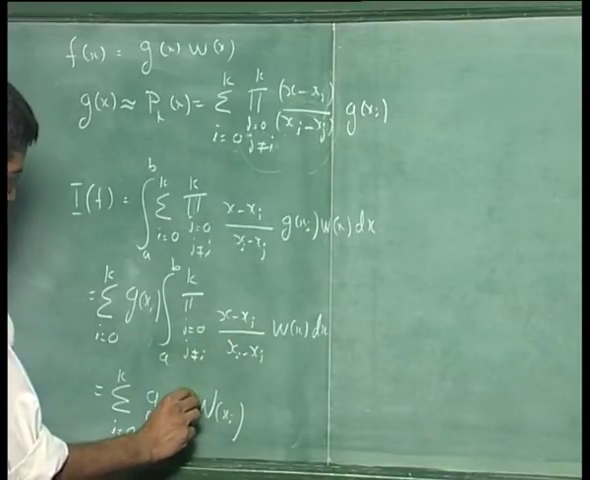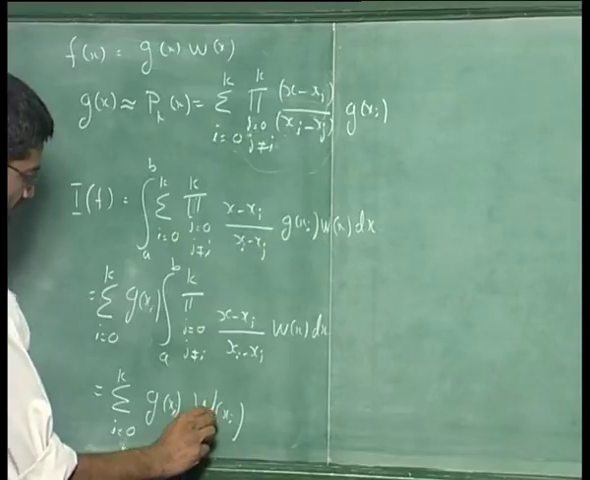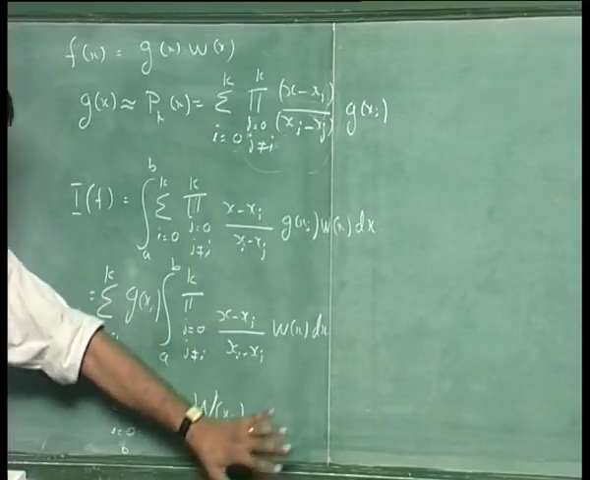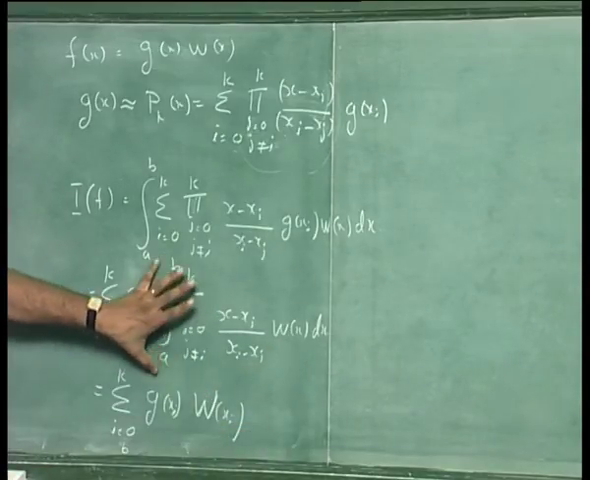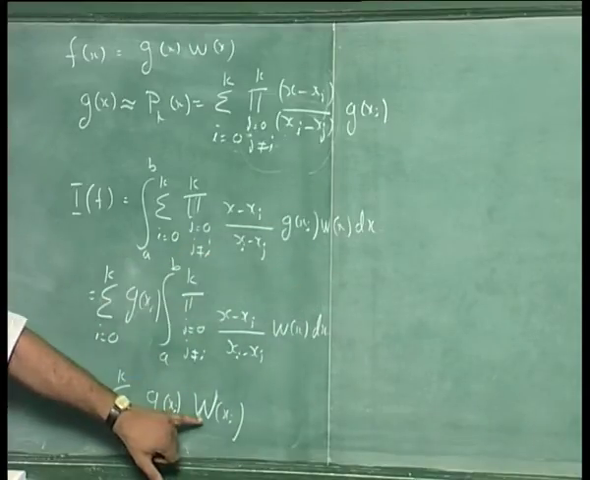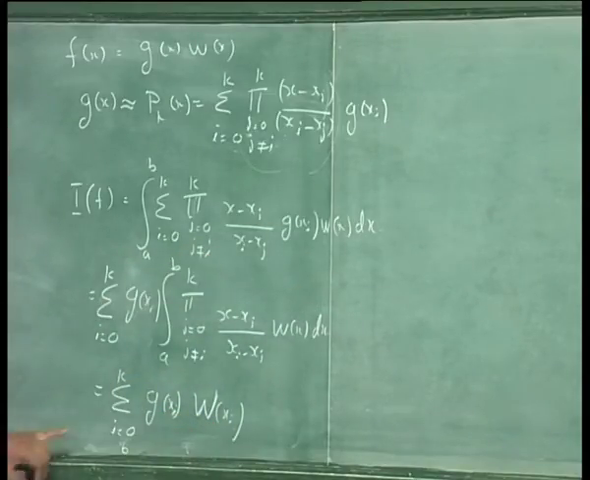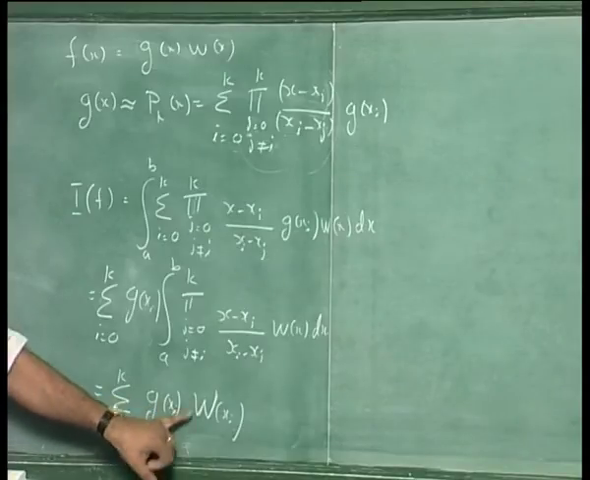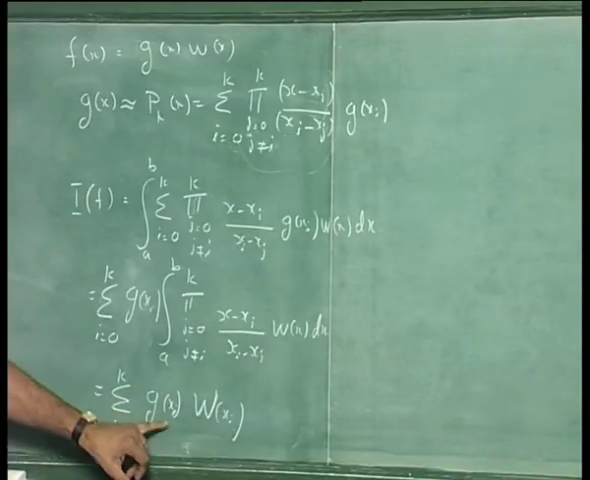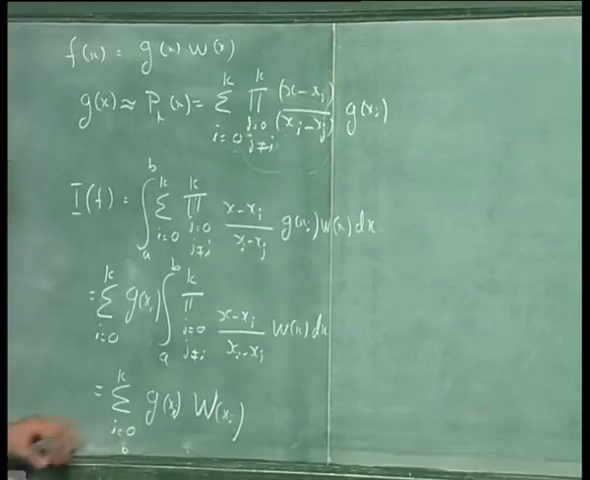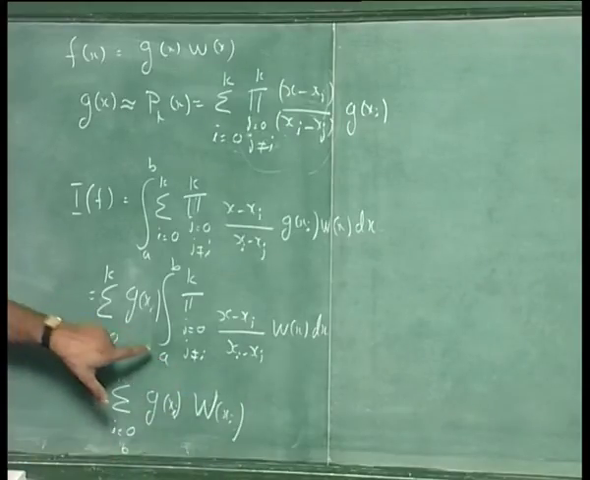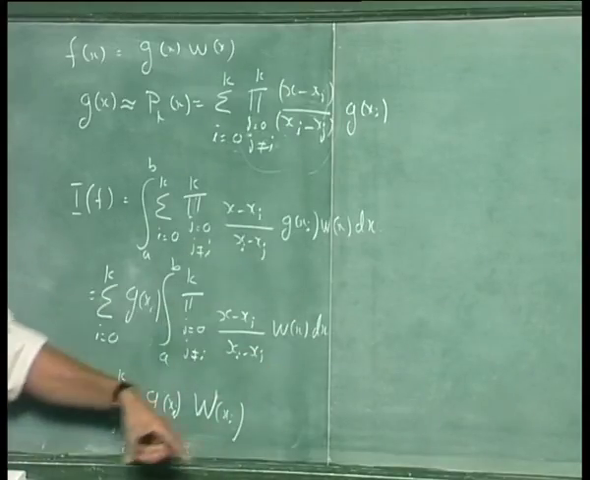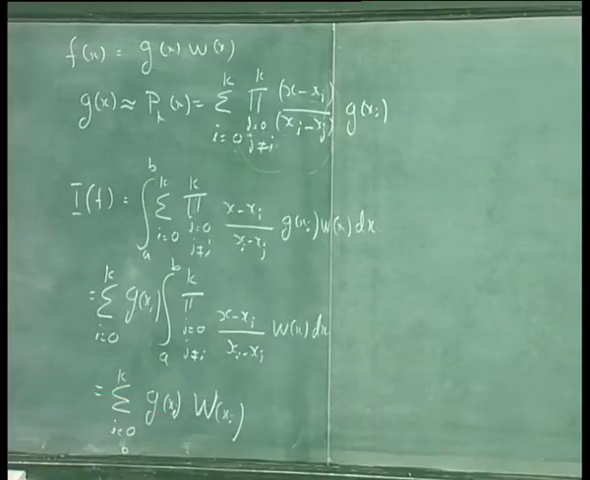Now this w is different from that. This is just a weight. So this is the integral. This whole integral I am representing as the sum with w of xi. So I can write it as a sum of the function value evaluated at these xi points, multiplied by some integral. So for each of these xi's I will get one value from this integral, and I substitute that here.